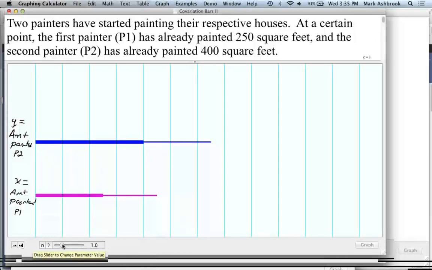Okay, so now I want you to talk amongst yourselves about this question. Is the total amount painted by painter 2, and we're going to call that total amount Y, Y is the total amount painter 2 has painted, and the total amount painted by painter 1 is X. Is Y proportional to X, or is the total amount painted by painter 2 proportional to the total amount painted by painter 1? Go.